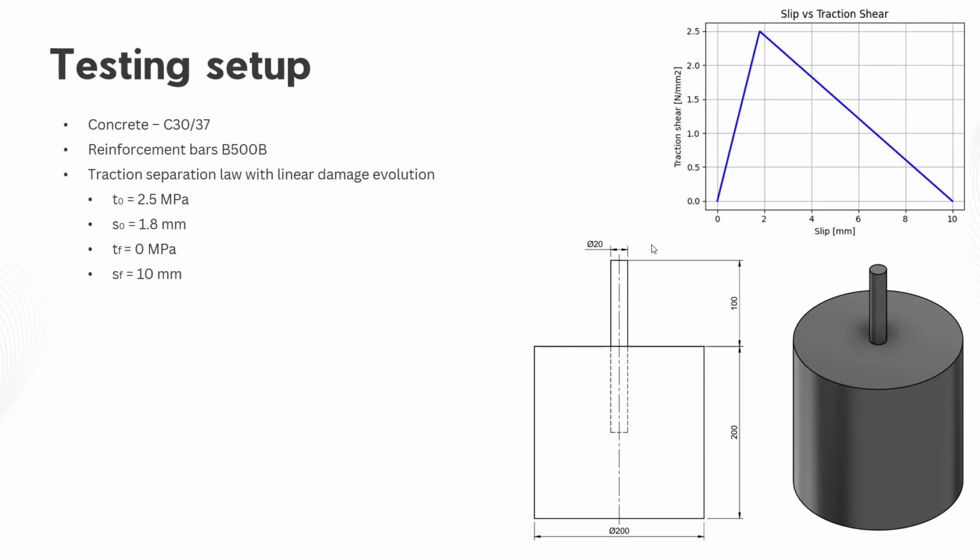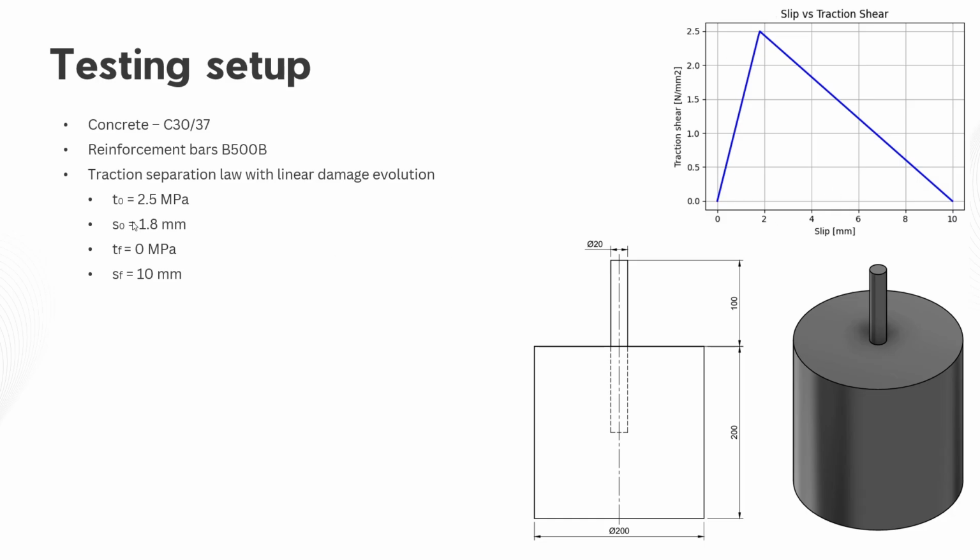So this is our testing setup. I put inside some parameters that we will be using during the modeling. The concrete will be C30/37 with the secant modulus of elasticity that comes from this grade, reinforcement bars B500B, and the traction separation law that is outlined on the right part of the screen.